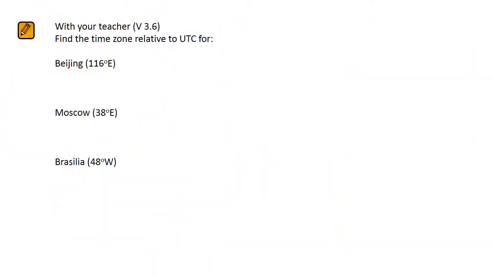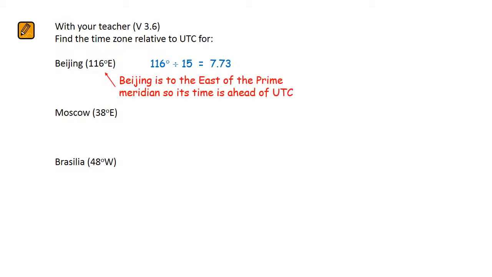In this example, we're asked to find the time zones for some different locations. To do this for Beijing, we take its longitude and divide by 15. Now we need to round this to the nearest number, rounding up or down appropriately. So we will be rounding it up to 8. Now, as Beijing has a longitude that is to the east of the prime meridian, Beijing is 8 hours ahead of UTC.